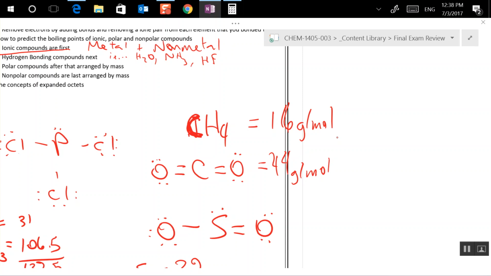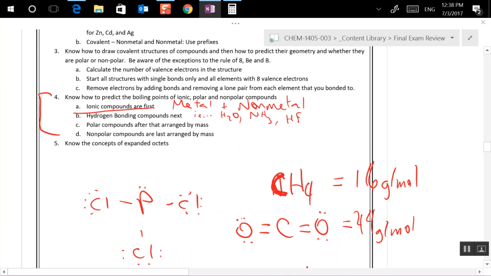Okay? So first, just follow this arrangement. Ionics are top, hydrogen bonding next, polar compounds after that, and then nonpolar. And in each group of the polar and nonpolars, I'm going to arrange them by mass. Okay? And that's how I'm going to find that.